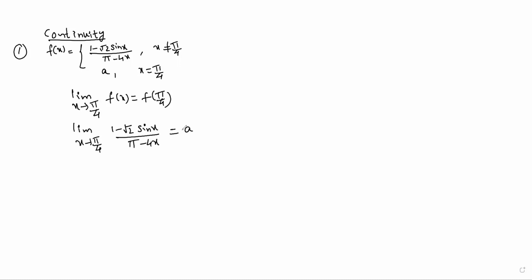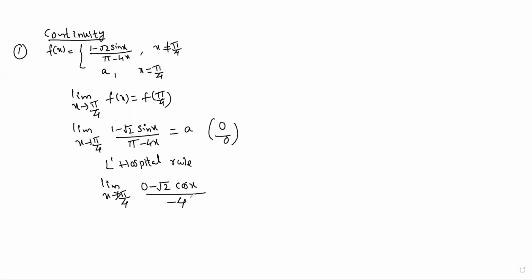A. Now in this, if we directly substitute in the left side, we get 0 by 0 form. When it is 0 by 0 form, we need to apply L'Hospital rule to get into determinate form. What is L'Hospital rule? Differentiating numerator and denominator separately. That is, limit x tends to pi by 4, derivative of 1 is 0, minus root 2 sin x, derivative is cos x. In the denominator, derivative of pi is 0, minus 4x derivative is minus 4, is equal to A.